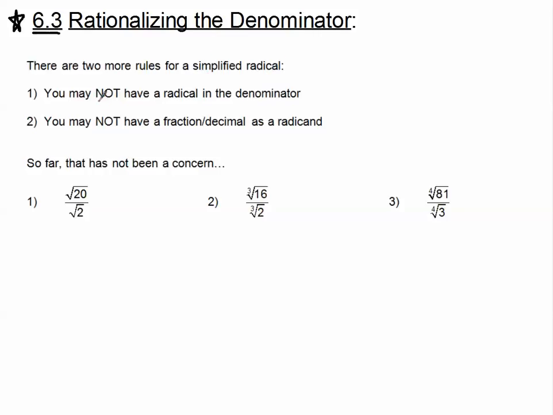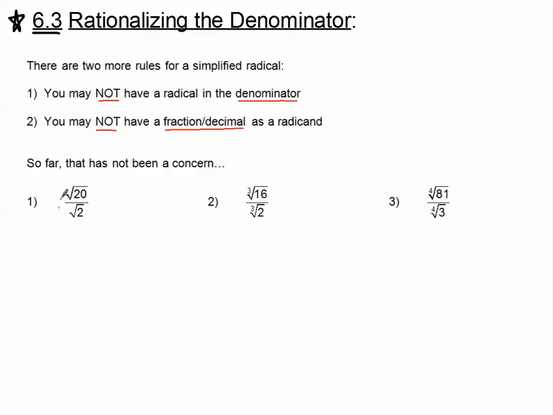Rule number 1, you may not have a radical in the denominator. Rule number 2, you may not have a fraction or a decimal as a radicand. So that means anything underneath the radical sign cannot be a fraction, it cannot be a decimal. And so far, this has not really been a concern for us.